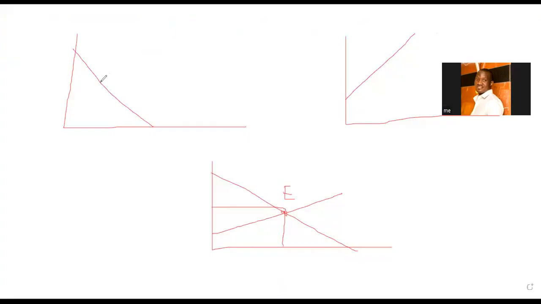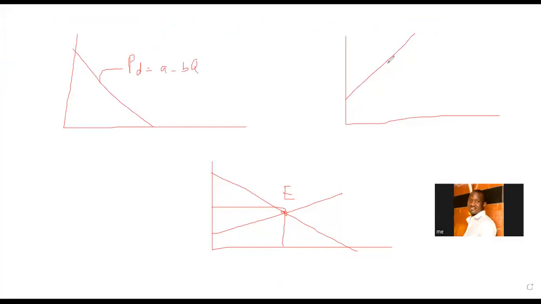To start with, demand is downsloping. So a demand curve or a function looks like this, which is given by A minus BQ. The minus just tells you that the slope is going downwards. This is a minus slope. Then supply is upsloping. So when you see a supply function, it looks like that. So it is given by A plus BX or BQ.